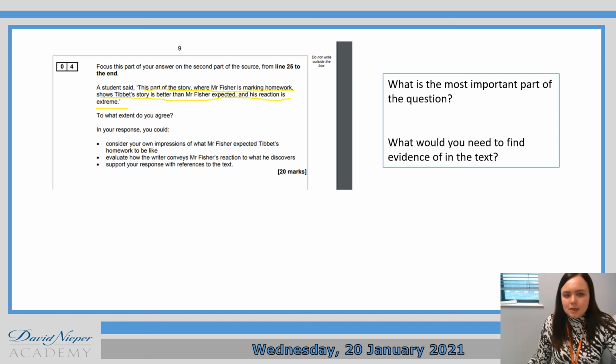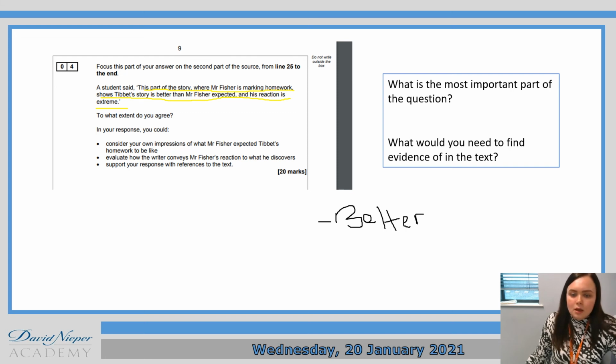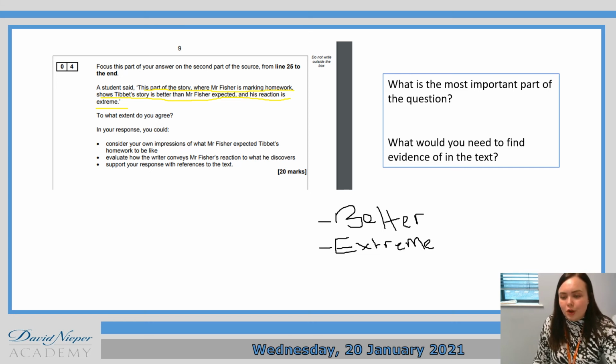So the first thing it's asking us to think about is that he thinks the work is better than he expected. So we need to find quotations that are going to show that it is better than what he expected, okay? The second part says that his reaction is extreme. So then we might also want to look for some quotations that show that his reaction is extreme, okay? And that means that it's over the top. It's not how we would expect a teacher to react when they're marking your work, okay?